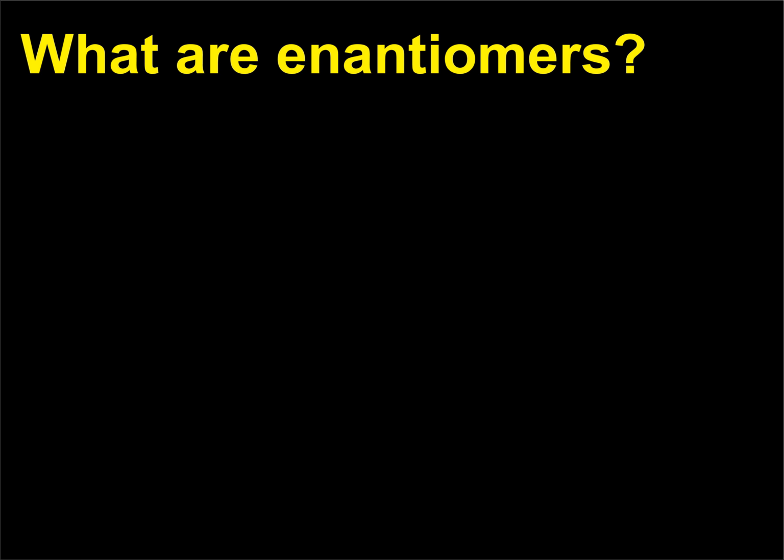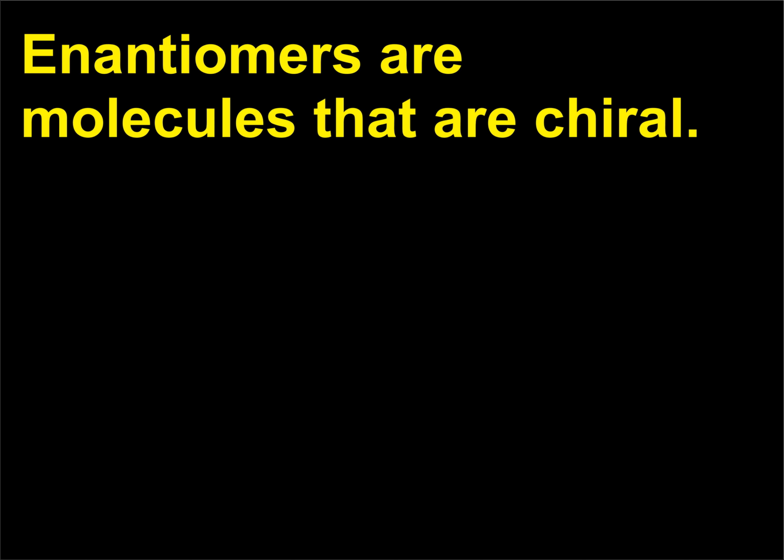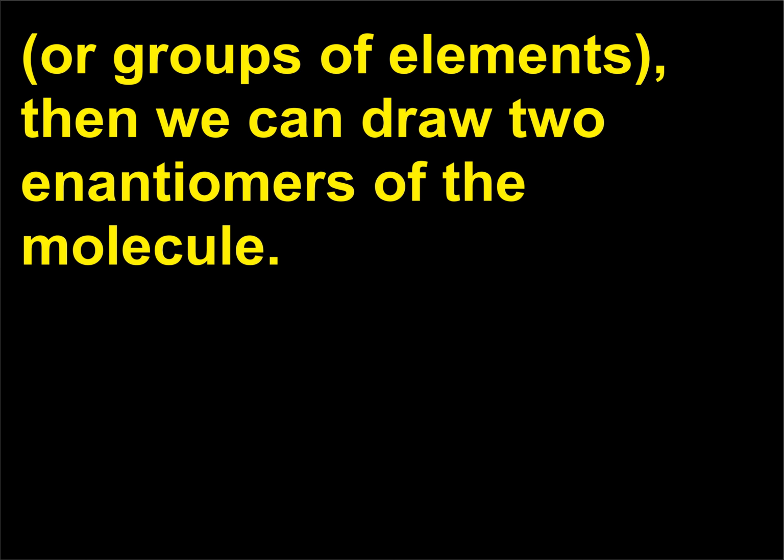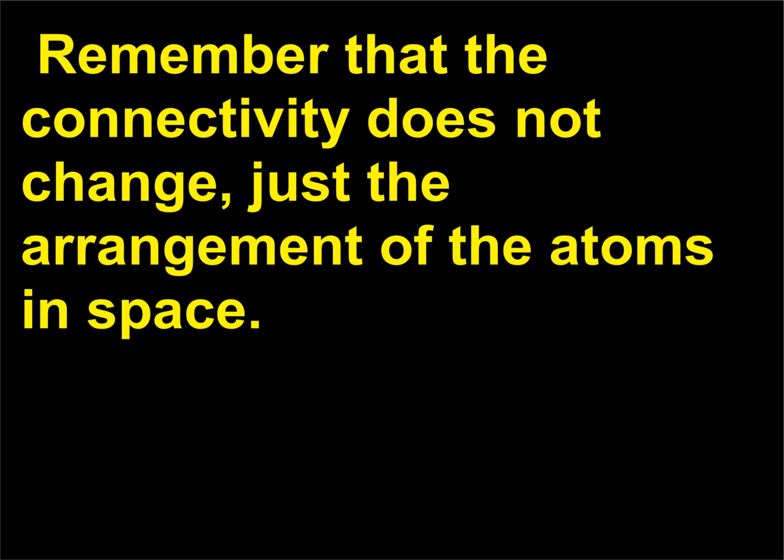What are enantiomers? Enantiomers are molecules that are chiral. In organic chemistry, if a carbon atom is bonded to 4 different atoms, or groups of elements, then we can draw two enantiomers of the molecule. Remember that the connectivity does not change, just the arrangement of the atoms in space.